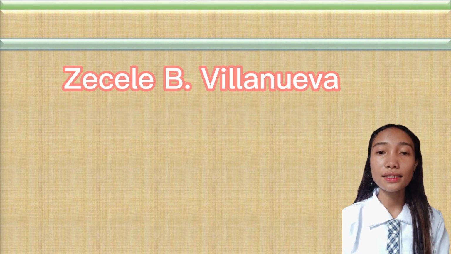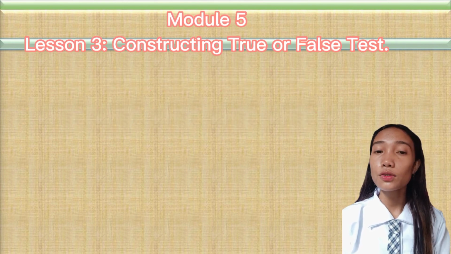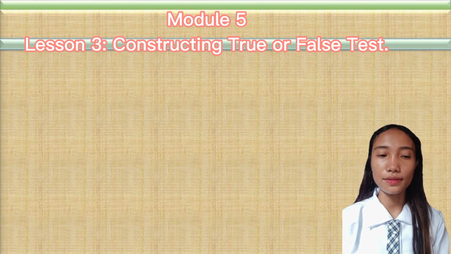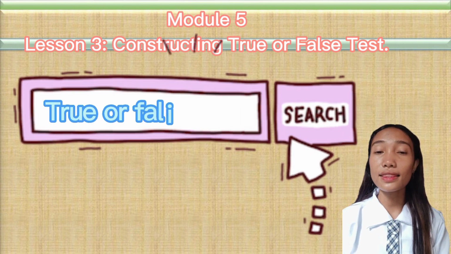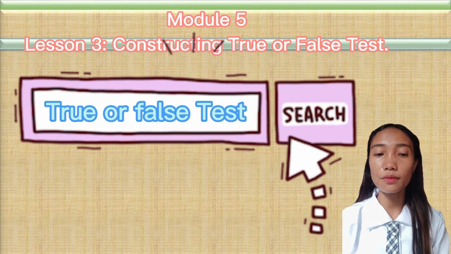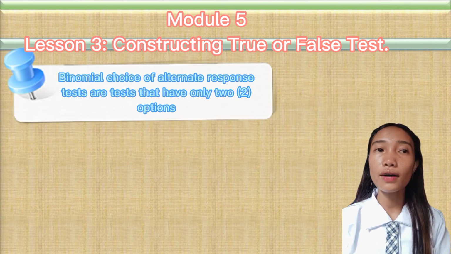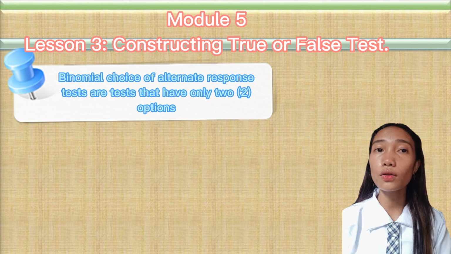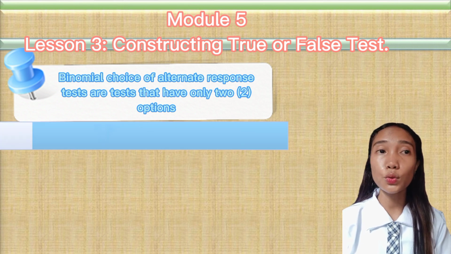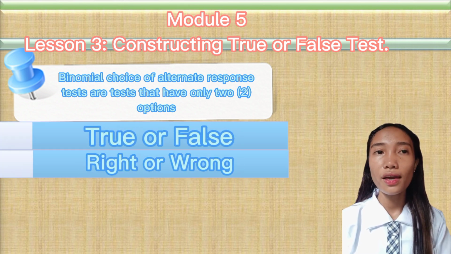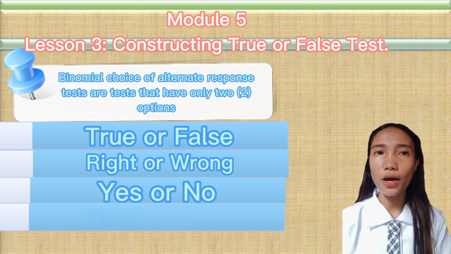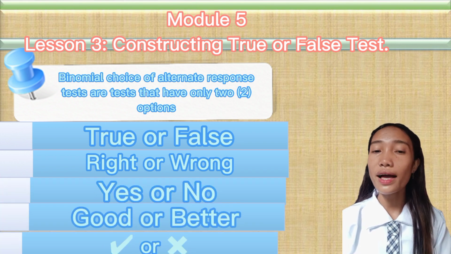Today I will be discussing lesson 3 on module 5, constructing true or false tests. A true or false test is a test consisting of a series of statements to be marked as true or false. Binomial choice or alternate response tests have only two options such as true or false, right or wrong, yes or no, good or better, check or wrong, and so on.